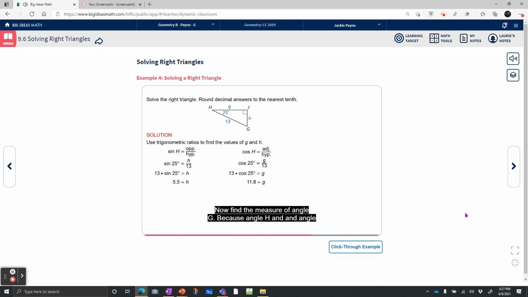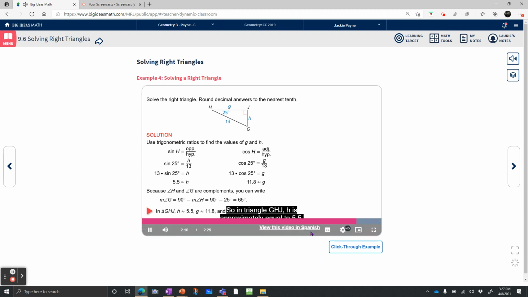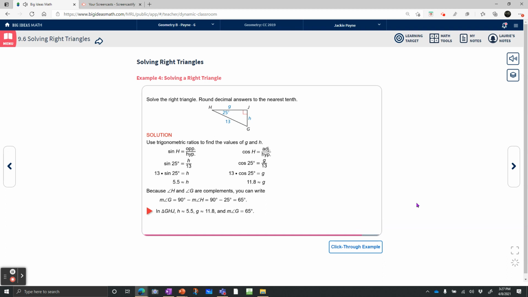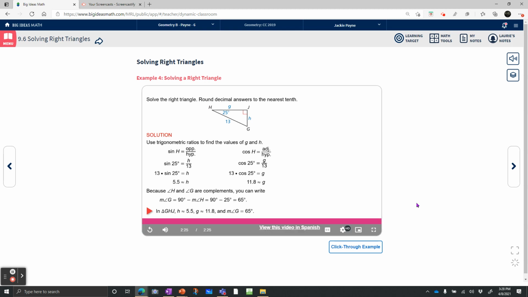Now find the measure of angle G. Because angle H and angle G are complements, you can write the measure of angle G equals 90 degrees minus the measure of angle H. Substitute 25 degrees for the measure of angle H. So the measure of angle G equals 90 degrees minus 25 degrees, which equals 65 degrees. So in triangle GHJ, H is approximately equal to 5.5, G is approximately equal to 11.8, and the measure of angle G equals 65 degrees. That's called solving a right triangle. You're usually given 2 or 3 things, and you figure out the other 4 or 3 things.